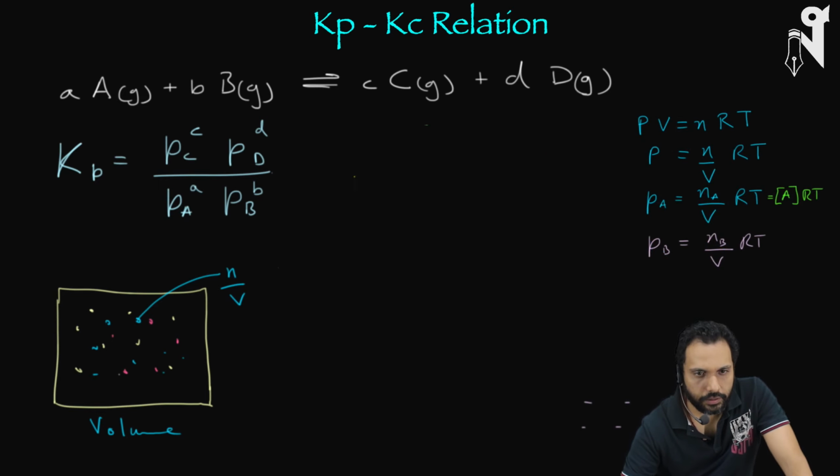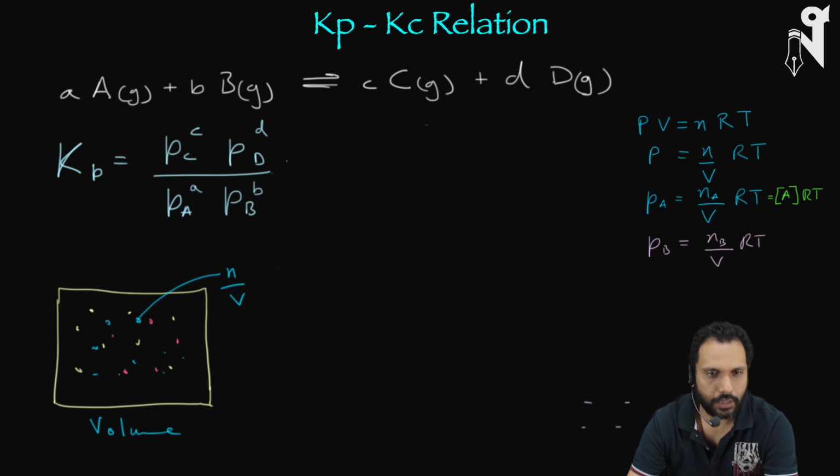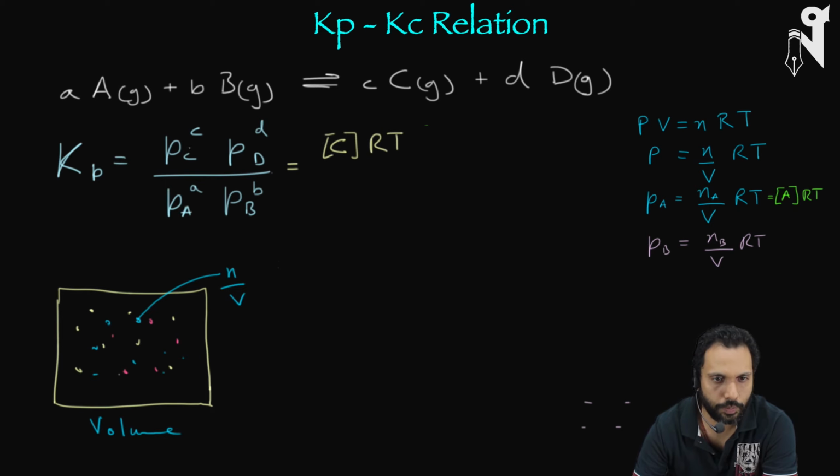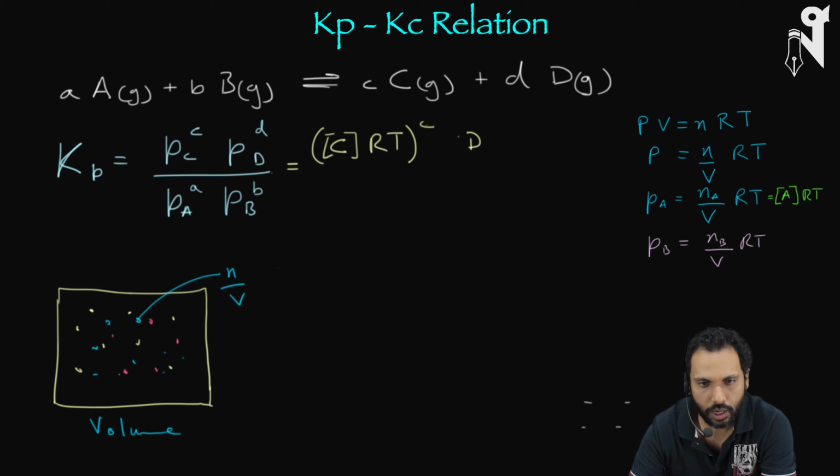Yeah, and if we start replacing the partial pressures with concentration using this kind of expression, then what we have is the partial pressure of C can be written as the concentration of C times RT, and then the partial pressure was raised to the power of the stoichiometric constant c. So I'll do that. Similarly, the partial pressure of D would be the concentration of D times RT whole power of small d.